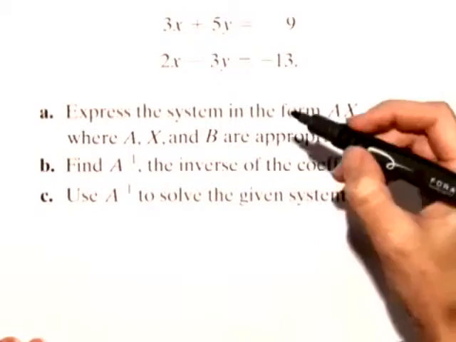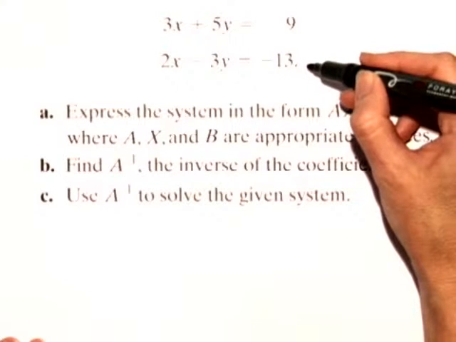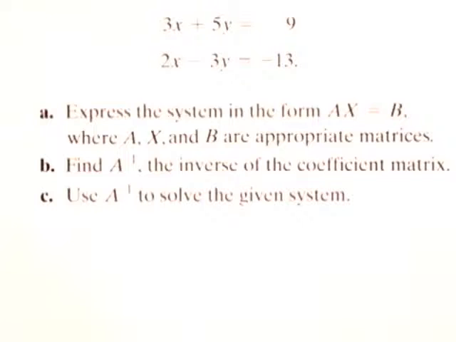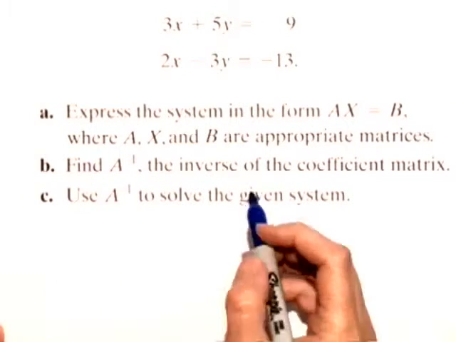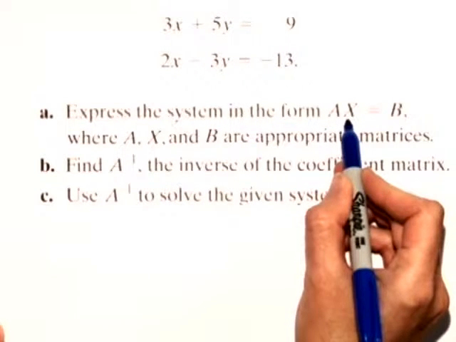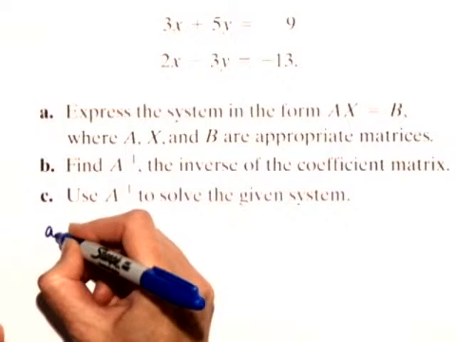For this problem, we'll use the inverse of a matrix to solve a system of equations. So we have the system 3x plus 5y equals 9 and 2x minus 3y equals negative 13. In part A, we'd just like to express the system in the form AX is equal to B, where A is our coefficient matrix, X contains our variables, and B is our constant matrix.